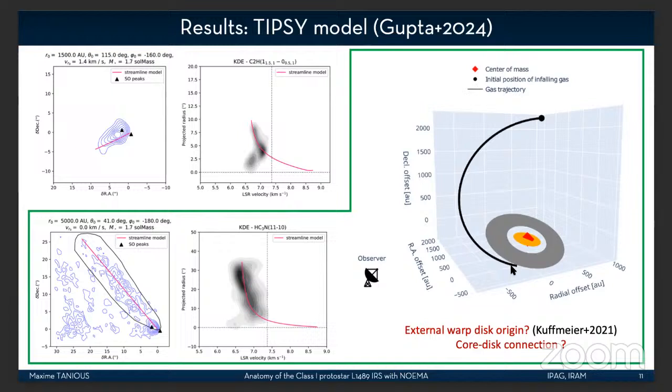And actually, it may be the origin of the external warp disk that is seen in this system, if sufficient mass is imported by the streamer onto the disk, but I will come back to that later. And there's also a nearby prestellar core near the protostar, and it seems that these streamers emerge from this core and may connect to the disk.